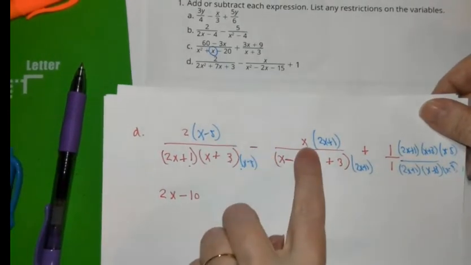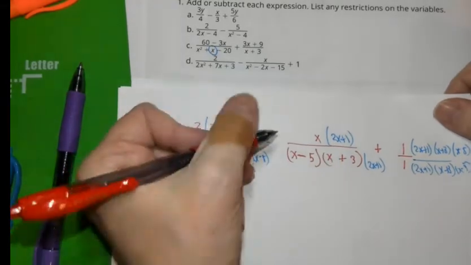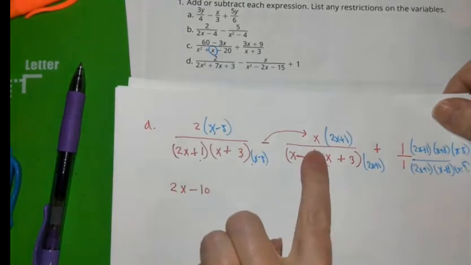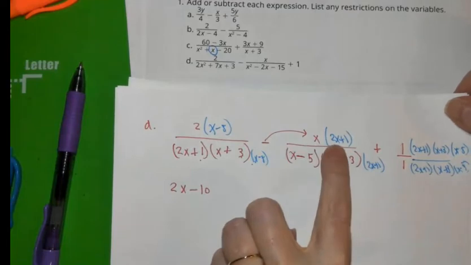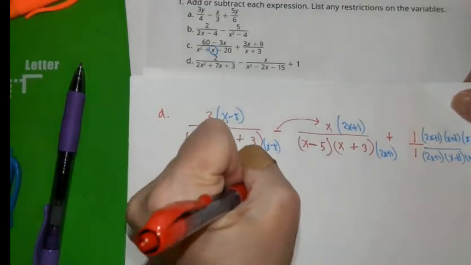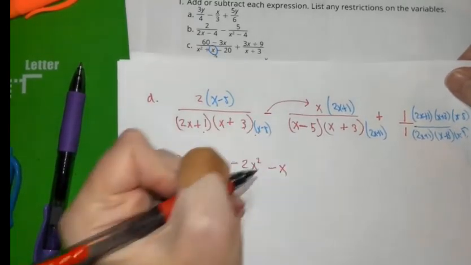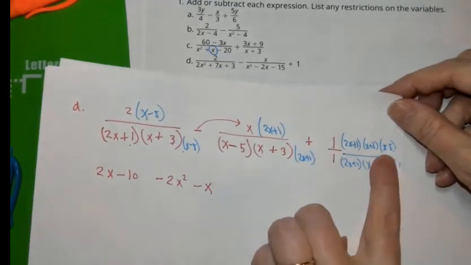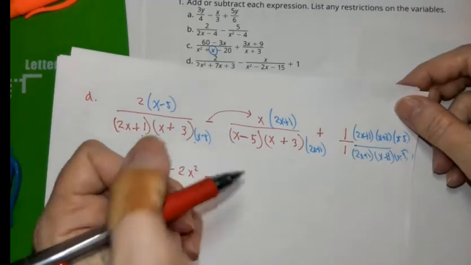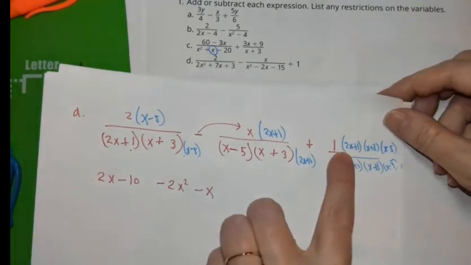Multiply negative x times 2x, and be really careful because this negative really goes with that x. So negative x times 2x is negative 2x squared. Negative x times 1 is negative x. And then here you're multiplying 1 by all of that. Oh, fun. So we have to multiply all three of those together.